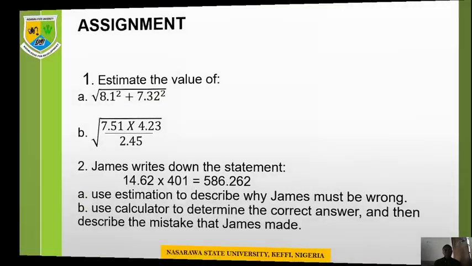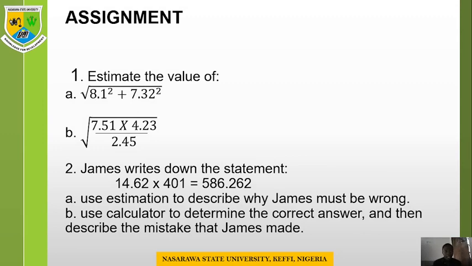Alright, assignment for you. Estimate the value of A, square root of 8.1 squared plus 7.32 squared. B, square root of 7.51 times 4.23 all over 2.45.